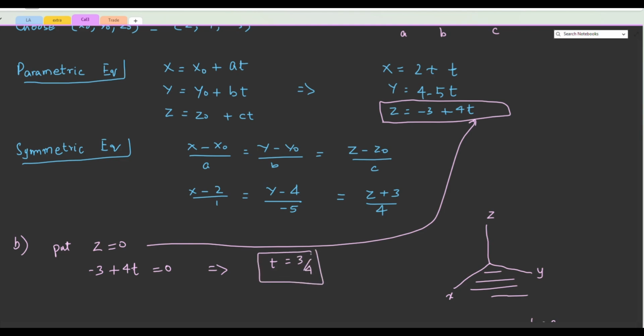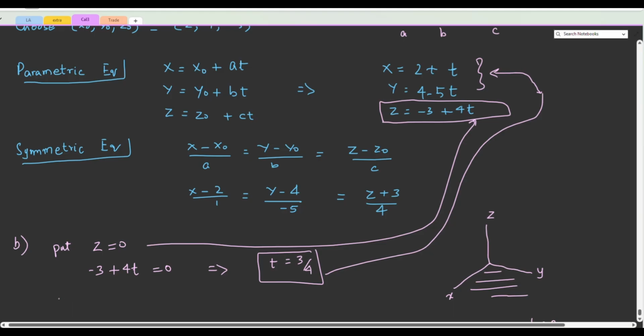The value of t equals 3 by 4. Now substitute this value of t in these two equations. So x will become the following: x equals 2 plus 3 by 4, which is equal to 11 by 4, and y equals 4 minus 15 by 4. And if you simplify this, it will give you 1 by 4.